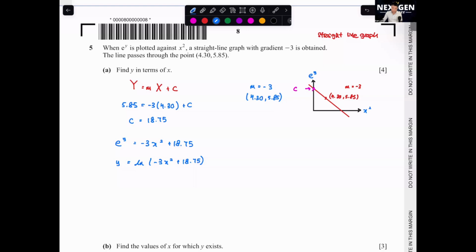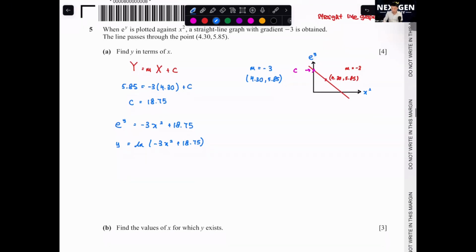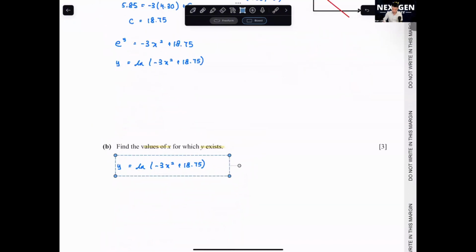A very common type of question they will ask is exponential and log for this topic. You need to go back to your logarithm chapter, because you learn log before this chapter, right? You need to know all your laws of logarithms. Like this question (b), now they say find the values of x for which y exists. What does this mean? For this question, this is a ln equation. How can we make a ln equation exist?